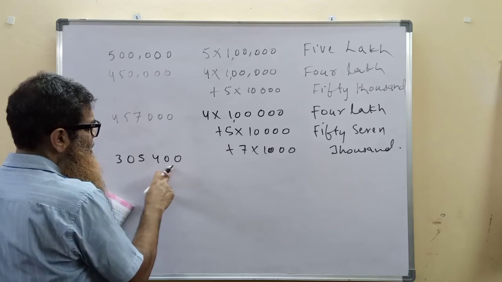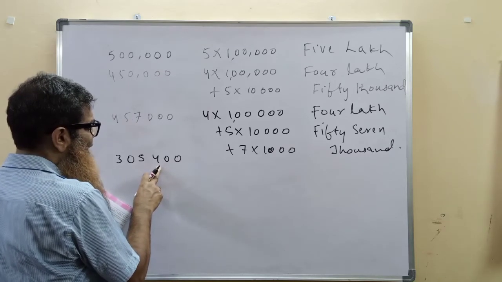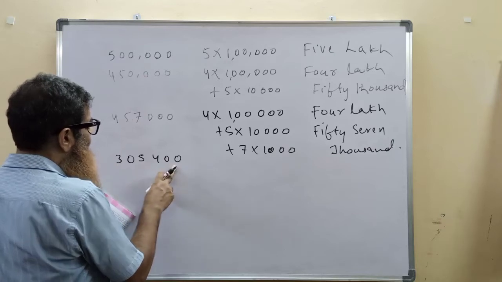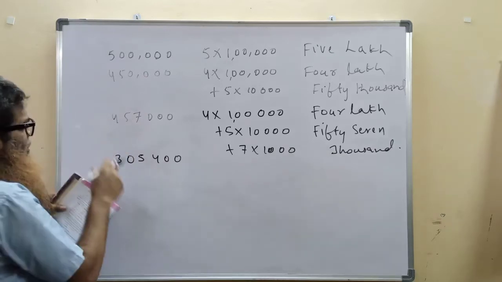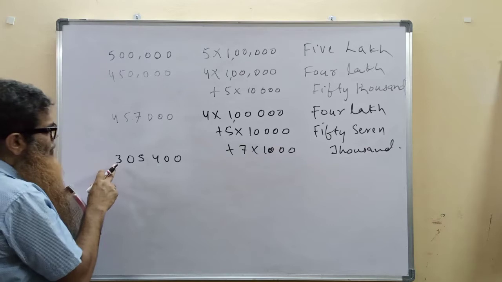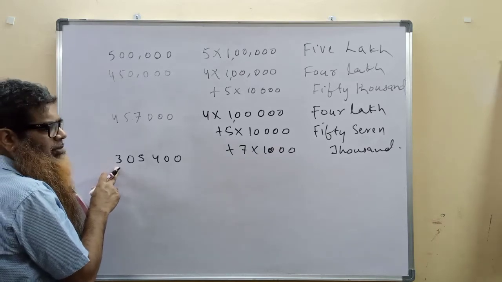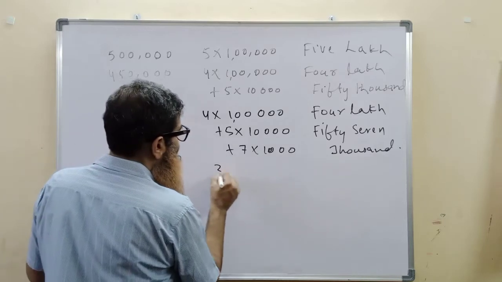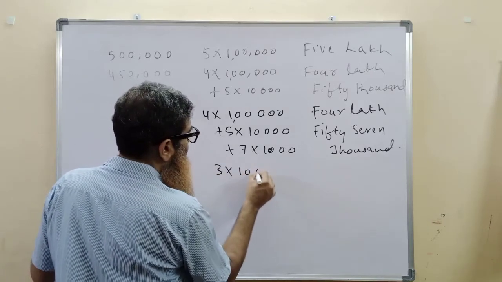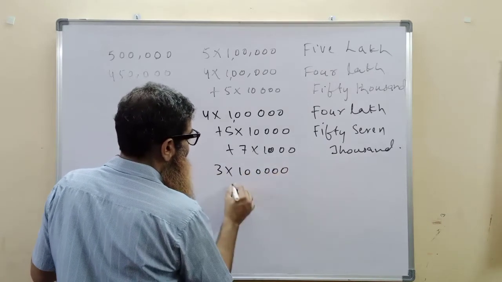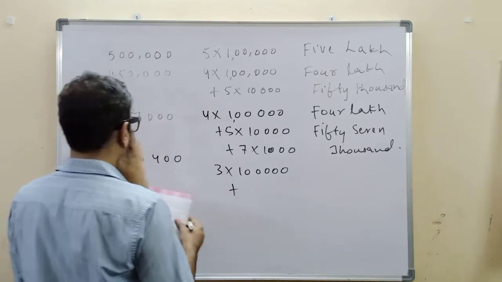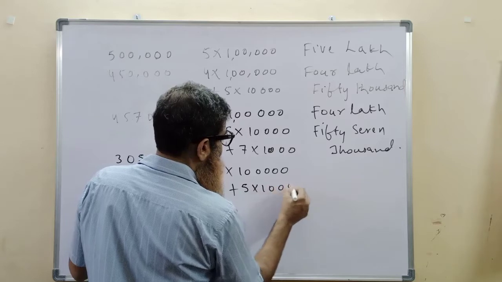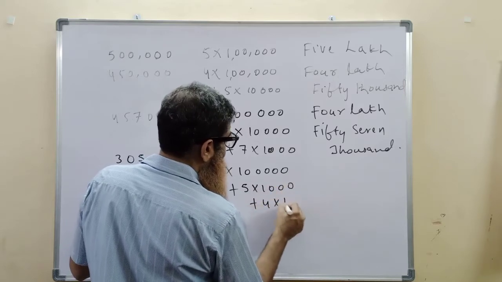We have units, 10, 100. This is 400. You can understand. Then we have 5,400. Then there is 0 in place of 10,000. So we have the six-digit number. It is 3 lakh 5,400. So we have 3 into 1 lakh plus we have nothing in 10,000. So we have 5 into 1,000 plus 4 into 100.